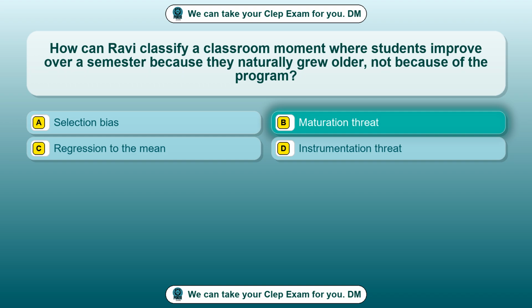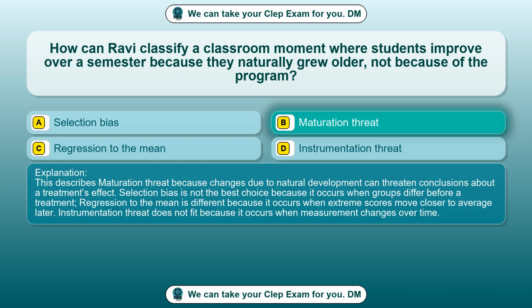Maturation threat. This describes maturation threat because changes due to natural development can threaten conclusions about a treatment's effect. Selection bias is not the best choice because it occurs when groups differ before a treatment. Regression to the mean is different because it occurs when extreme scores move closer to average later. Instrumentation threat does not fit because it occurs when measurement changes over time.